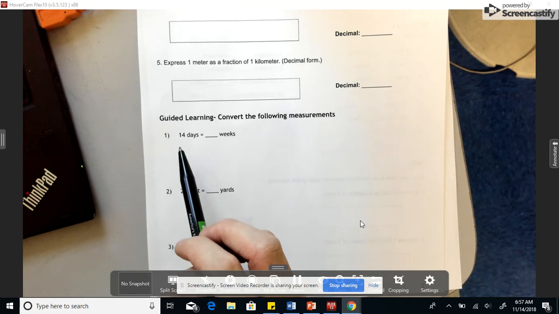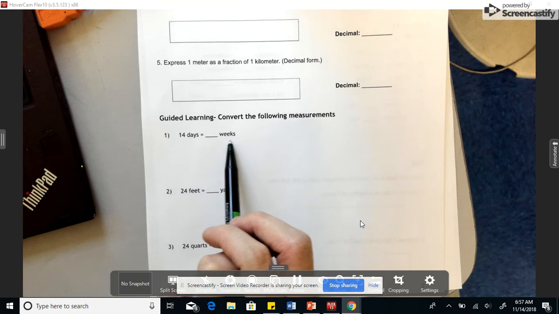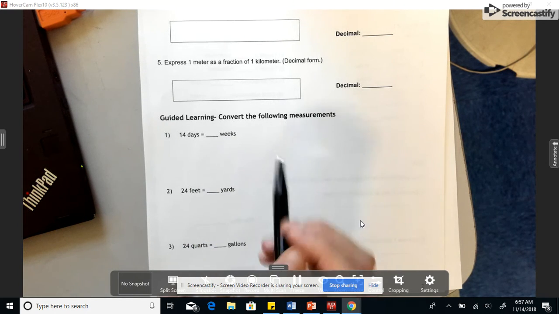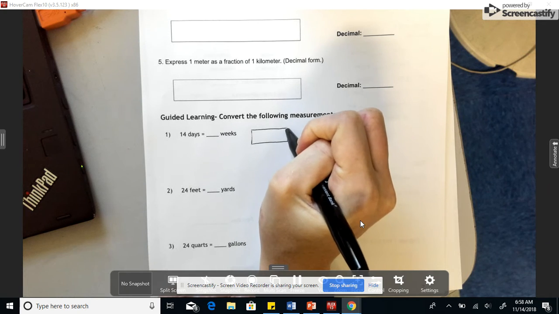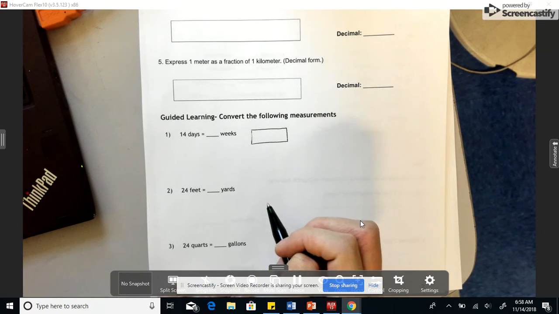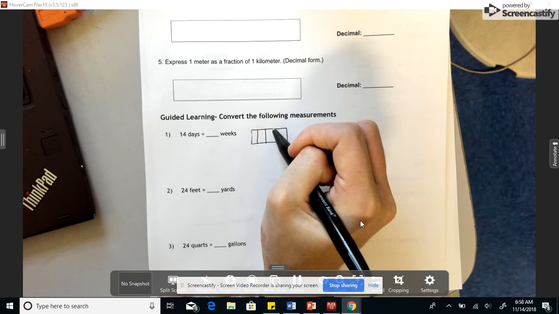All right, so today we're going to be converting between measurements. We're going to start with 14 days and figure out how many weeks that is. First of all, I'm going to draw a tape diagram to represent how many days are in 1 week. I know there are 7 days in 1 week, so I'm going to separate my tape diagram into 7 equal parts.